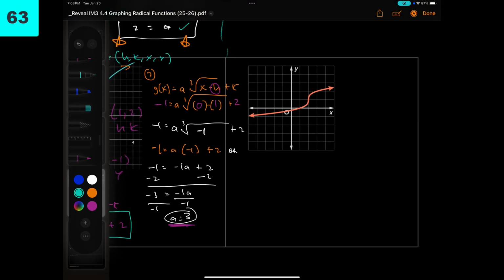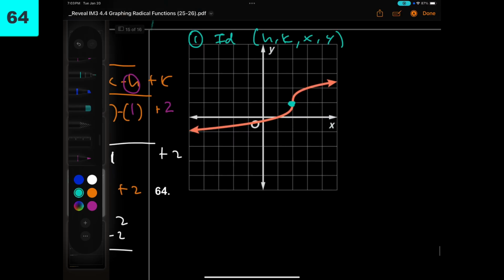Okay, same thing. I'm going to first identify basically our h, k, our index, and then an ordered pair. Any ordered pair you want. So there looks like our h, k, so 2, 1 is our h, k. And then I can use any value I want. You want to use zeros if you can. It's just really nice. 1, 0, x, y.